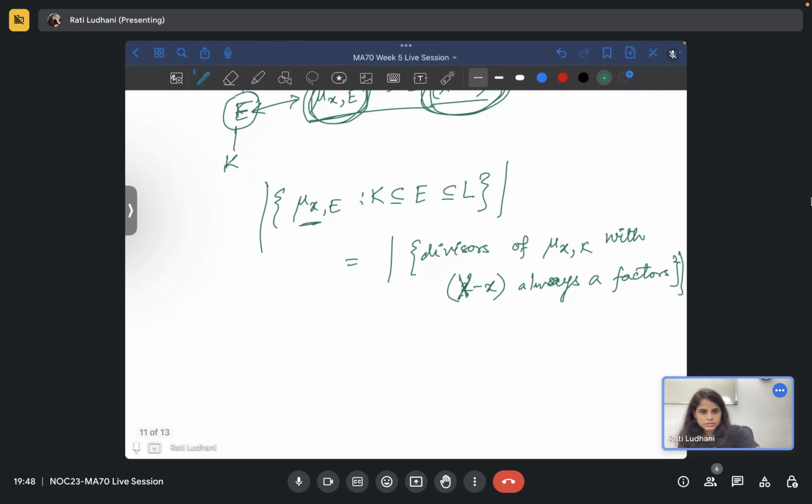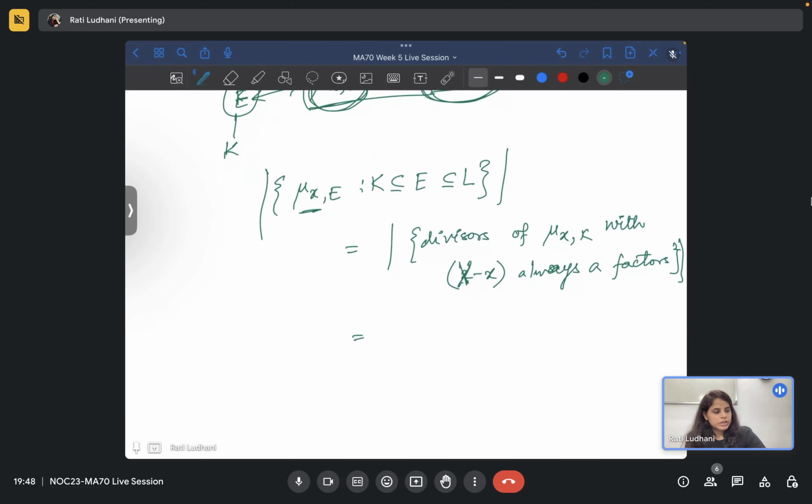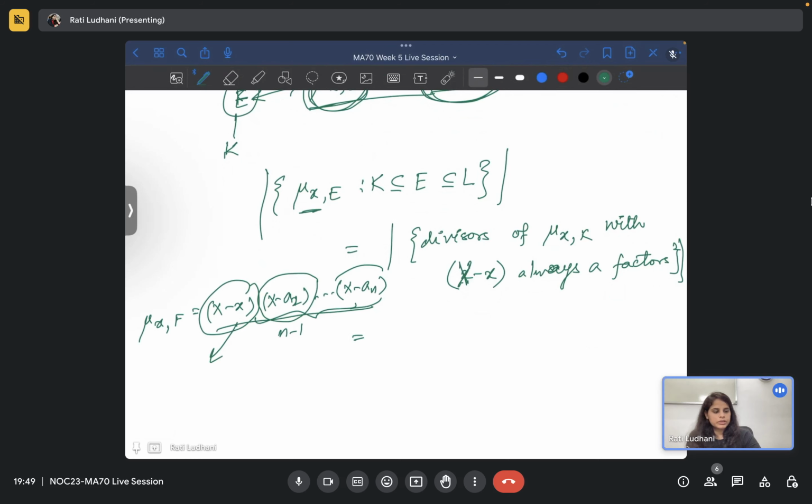That condition we need. So can you tell me how many will it be? So mu x comma f we already wrote like this. You have this and there are some n minus 1 factors, let's say x minus a1, x minus a2, up to x minus an, right? What could happen? We don't know. We are not calculating exactly. We don't know what the a_i are. They could be the same, they could be different. We don't care. But how many divisors can you have from this containing this factor? Whether this can come or this cannot come, how many will it be? The cardinality?